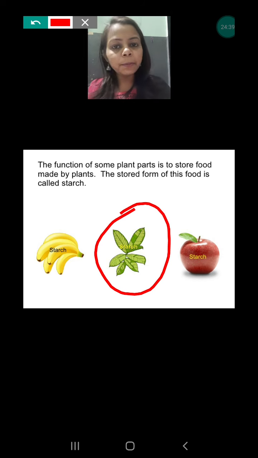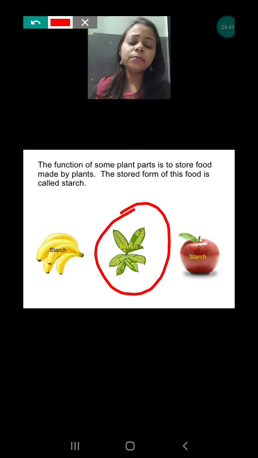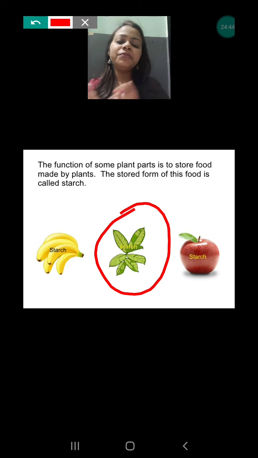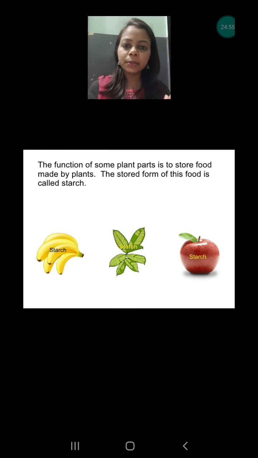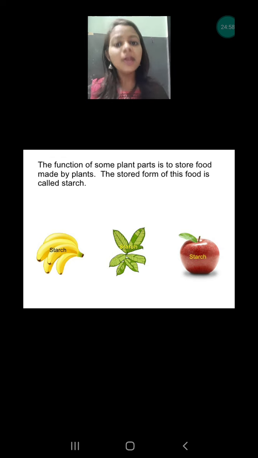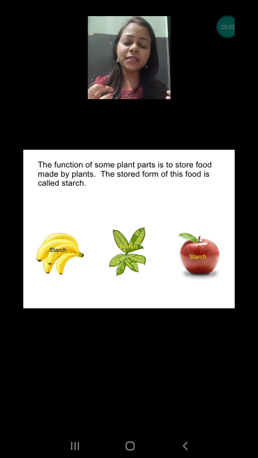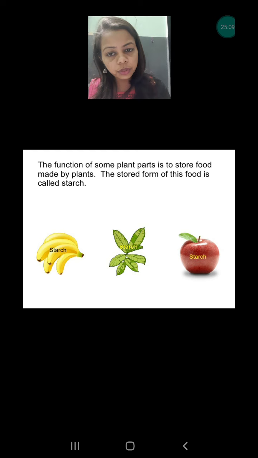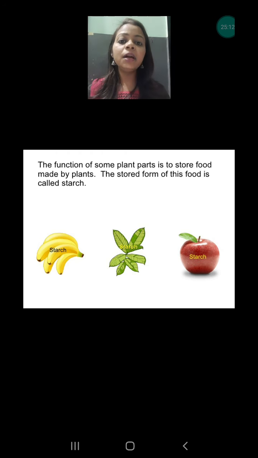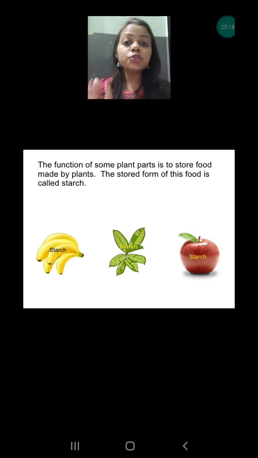Some plants do not have flowers, fruit or vegetables. In that case, if they have only leaves, then in the leaf only they are storing the food in the form of starch. And some plants are able to convert this starch into fruit, vegetable or any seed. So starch is only the stored food, and this stored food can be present in any part of the plant. Some plants store this starch in the root, like carrot. Carrot is an example of a root which has stored starch.